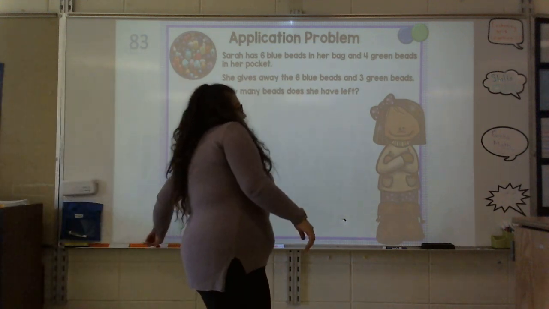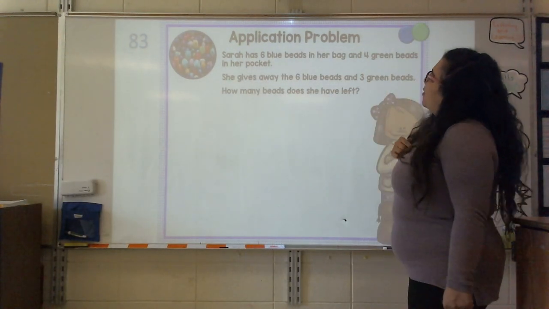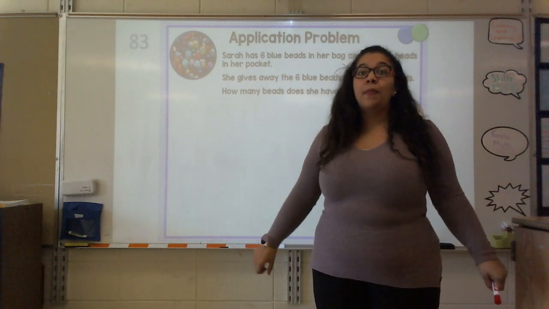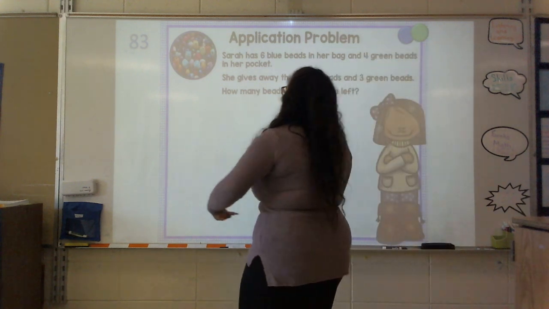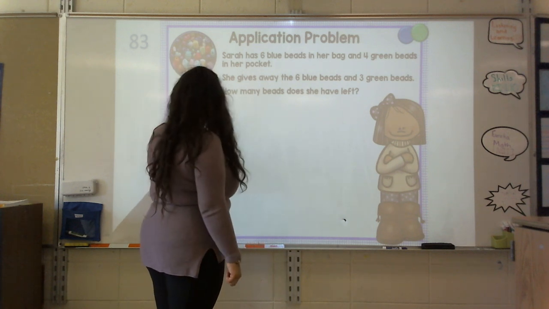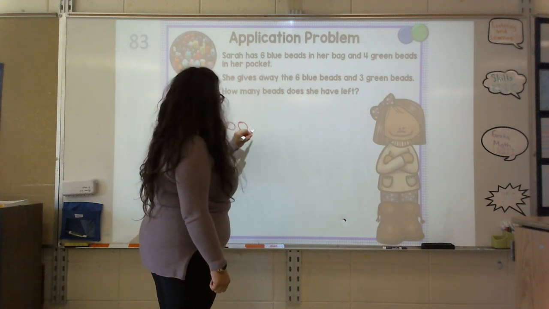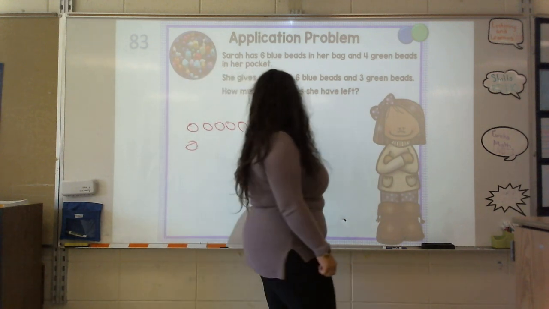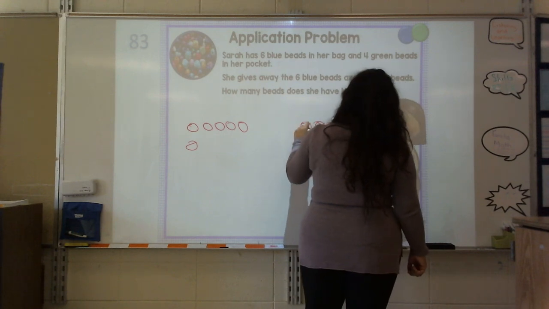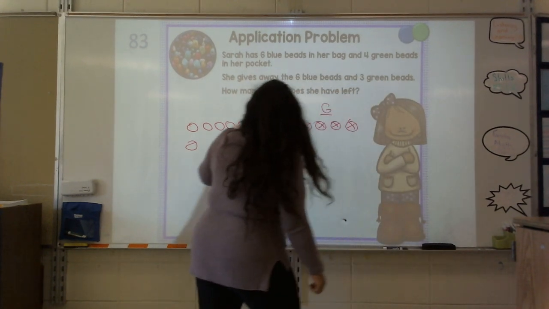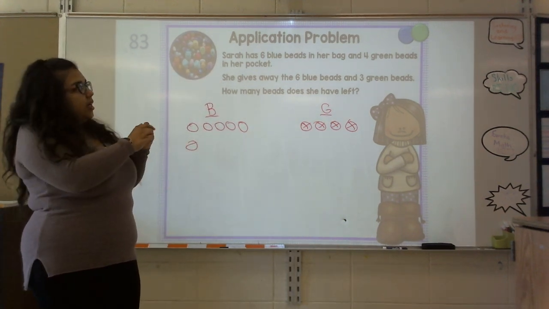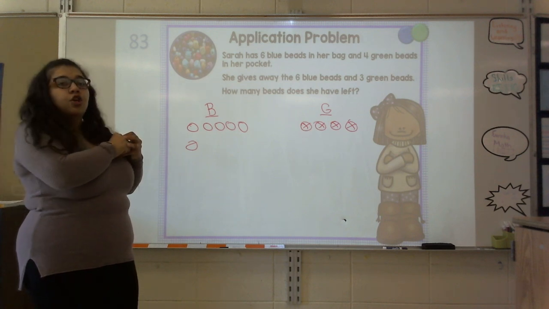All right, guys. Now let's work through this together. It tells us that Sarah has 6 blue beads in her bag and 4 green beads in her pocket, which means we can draw to represent the beads that Sarah has. So let's draw her beads. Are we drawing real beads? No, we're drawing circles to represent beads. 1, 2, 3, 4, 5, 6. 1, 2, 3, 4. Let's mark these beads. So I recognize them as the green ones, and we'll mark these so we know that they're the blue ones. All right, she gives away the 6 blue beads and 3 green beads.